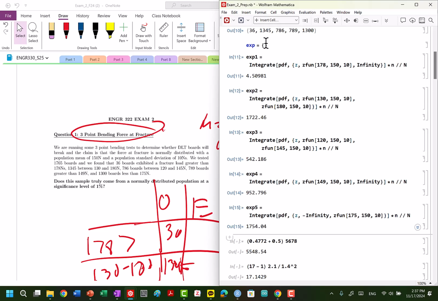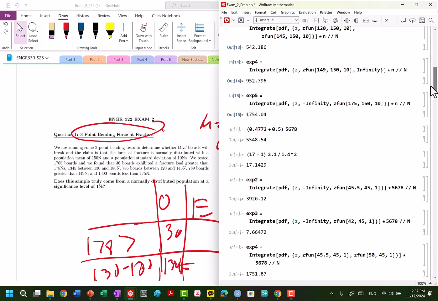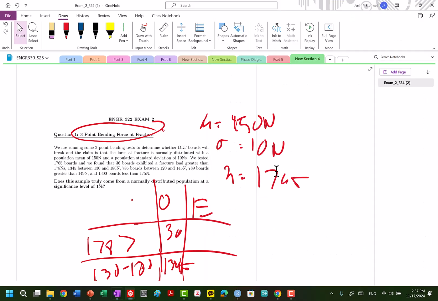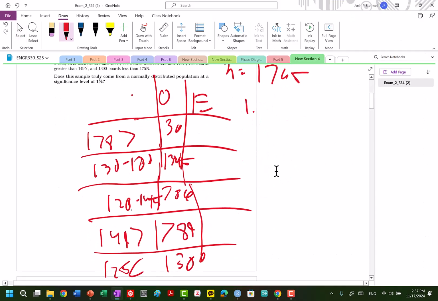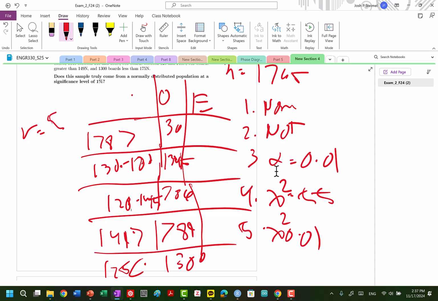So observed, expected. So let's do expect 1, expect 2, expect 3, expect 4, expect 5. Here we go. Let's get our observed expected. This is our chi-squared experimental. That's a huge chi-squared. So we're going to have 1, normally distributed, 2, not, 3, alpha is equal to 0.01, 4, our chi-squared experimental is like 500 something, 5, our chi-squared 0.01, our nu is equal to 1, 2, 3, 4, 5, k is equal to 5, 5 minus 1 minus 2, so that leaves us with a nu of 2 because we're fitting our function.